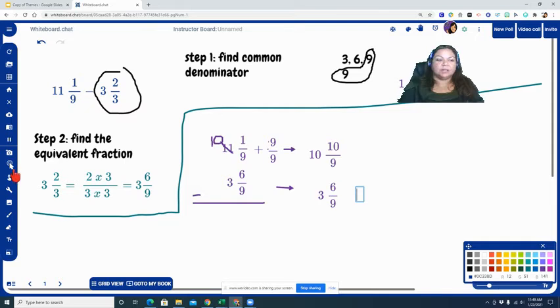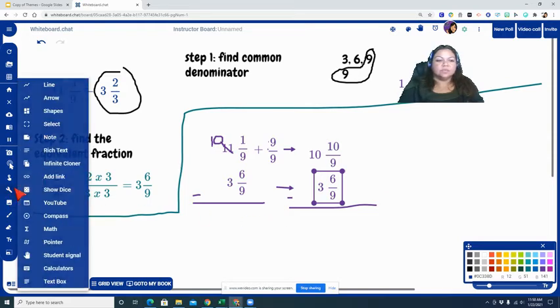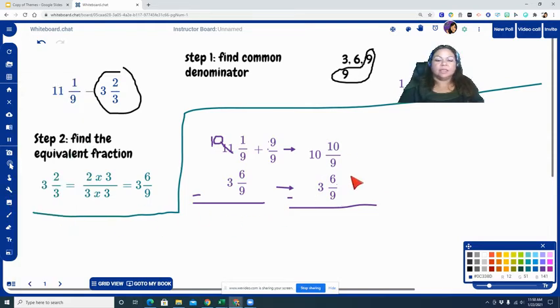Okay, now I am ready to subtract. Let me put this a little higher. I am ready to subtract because now I can. So we have 10/9 minus 6/9. I only subtract the numerator. The denominator stays the same. 10 minus 6 is equal to 4, and the denominator stays the same. And now I subtract the whole number. 10 minus 3 is 7.